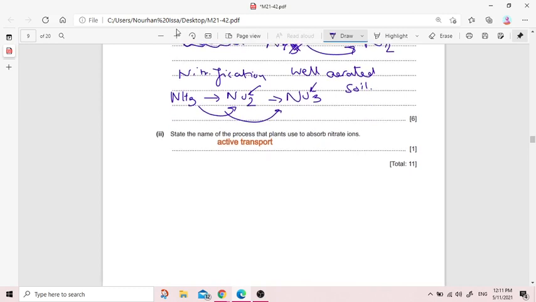Double I. State the name of the process that the plants use to absorb nitrate. Nitrate is a mineral, so it is absorbed by active transport.